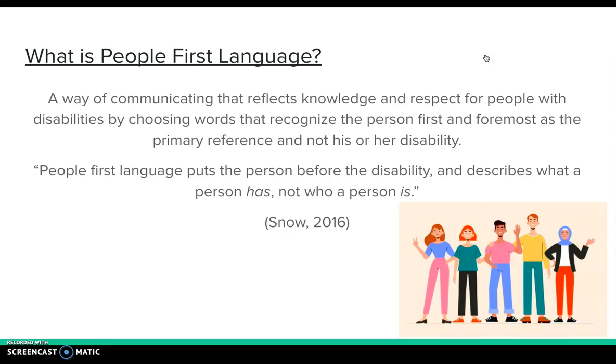The person is the most important. This quote by Snow was good. People First Language puts the person before the disability and describes what a person has, not who a person is. So a disability doesn't completely define a person. No, it attributes to their characteristics and their personality, but it isn't who they are.